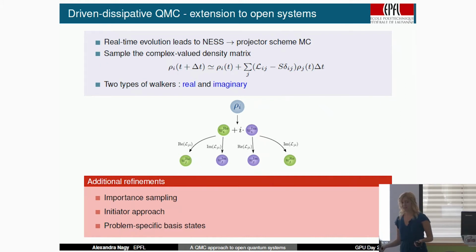Also, this was for Hamiltonian systems. Our idea was to use this for open systems, which means that in this case, we will sample the complex valued density matrix. In this case, the walking will happen on the density matrix elements. And also, the biggest difference, we have two walker populations now, real and imaginary ones. Both of them will evolve, and they have to interact with each other through the real and imaginary matrix elements of the Liouvillian.